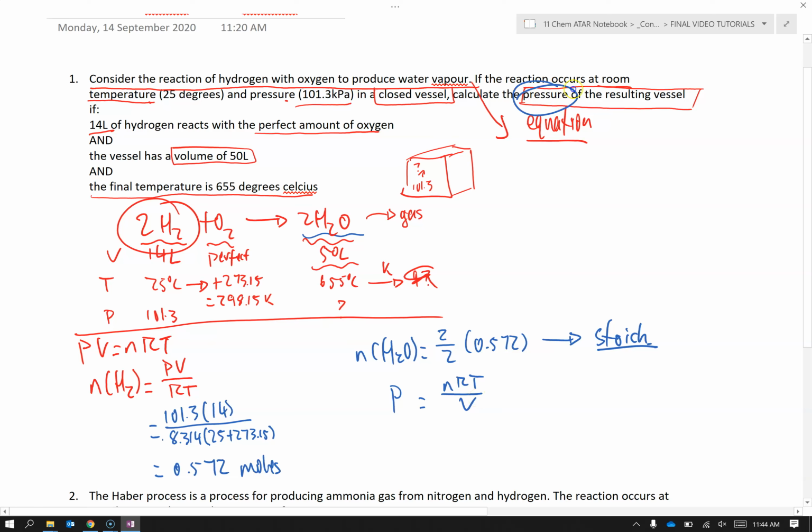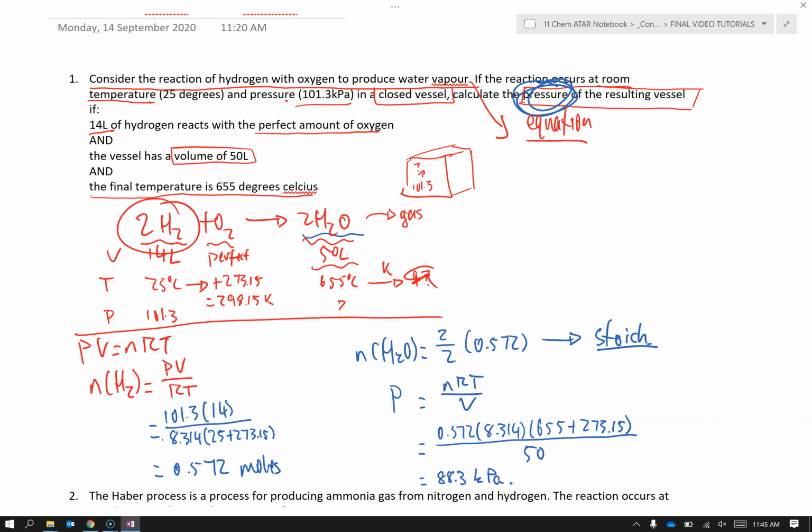Why? Because the question is asking me for the pressure of the resulting vessel. I can now put that number in, 0.572 multiplied by 8.314 multiplied by 655 plus 273.15, because that's my temperature. Divide that all by 50 litres because it's a 50 litre vessel. And if I put that in a calculator, I get a very, very low pressure of 88.3 kPa.